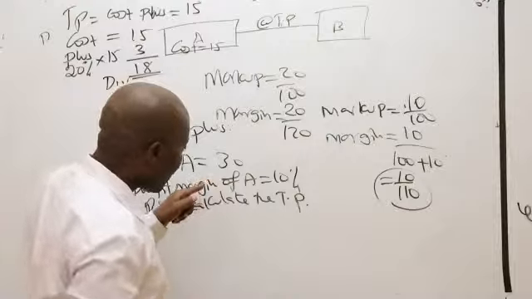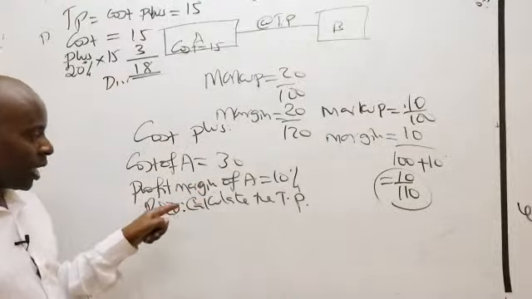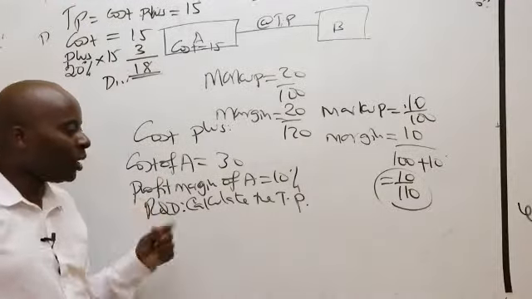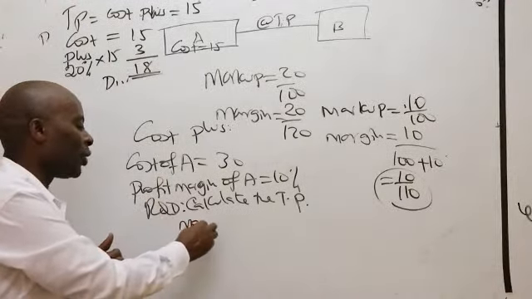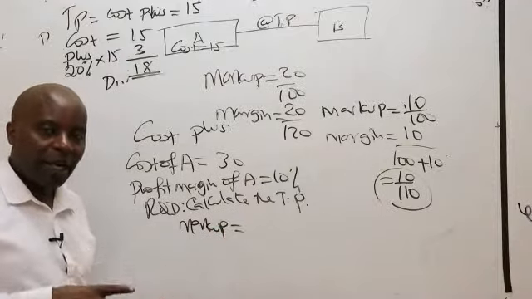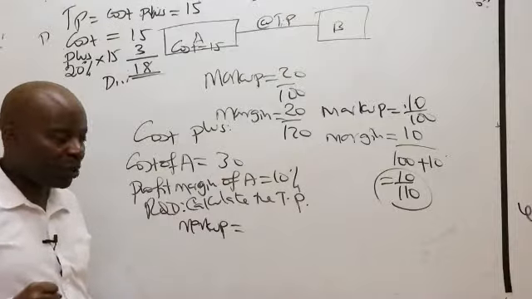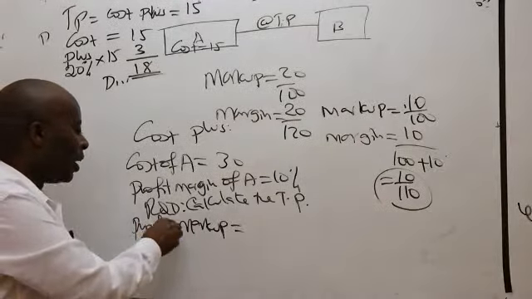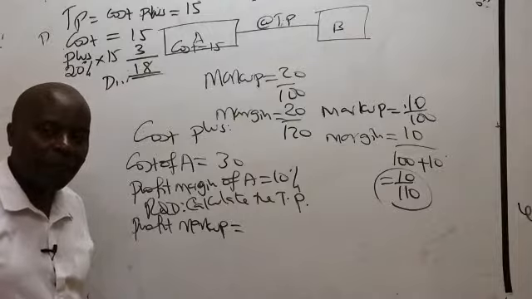But now you see this examiner has given us margin. And this time around, we want to work backwards to markup. So then what do you think will be the markup value for us in this question? Markup has a smaller denominator. In markup, we subtract. Markup has got a smaller denominator. So the markup, profit markup will be equal to what over what?